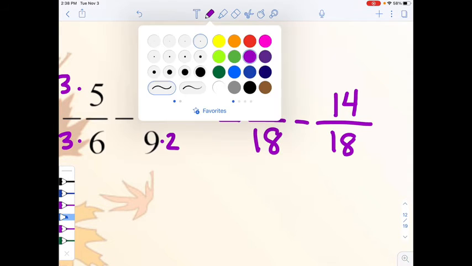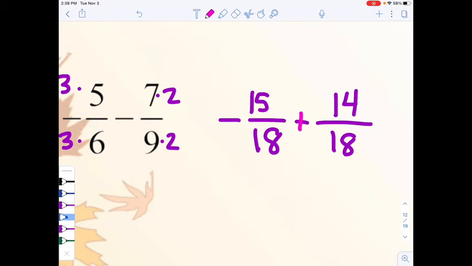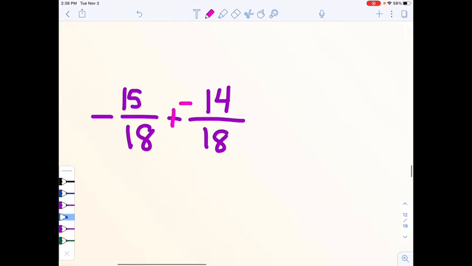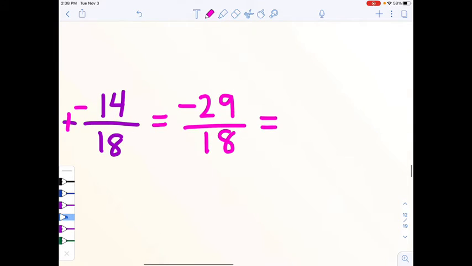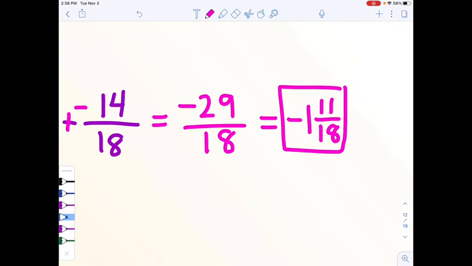Now, I'm going to change that minus sign to plus negative. I add the opposite. So now I have -15/18 plus -14/18. Now they have the same sign, so I'm just going to add and keep. -15 plus -14 gives me -29, and I keep my denominator of 18. To change this to a mixed number, 18 goes into -29 1 time. And then to get from 18 to 29, there's 11 left over, and I keep my denominator of 18. So I'm left with -1 and 11/18.